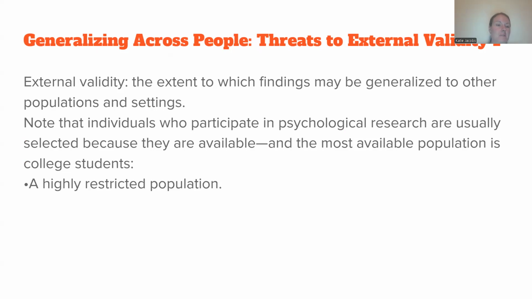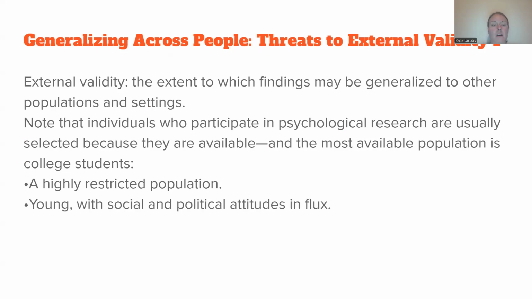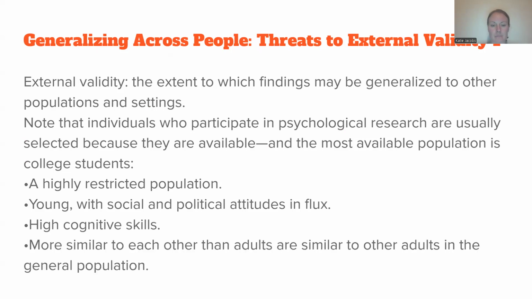College students are a highly restricted population, often young with social and political attitudes in flux. A lot of times people in college are trying to figure out who they are. They may have come up with a particular upbringing and then they explore different options to figure out what fits them. Typically, college students have high cognitive skills, which may not be reflected in the general population, and so they are more similar to each other than adults are similar to other adults in the general population.